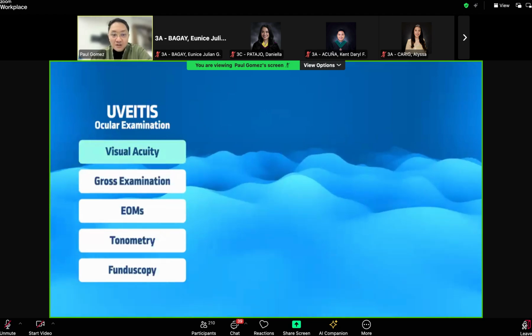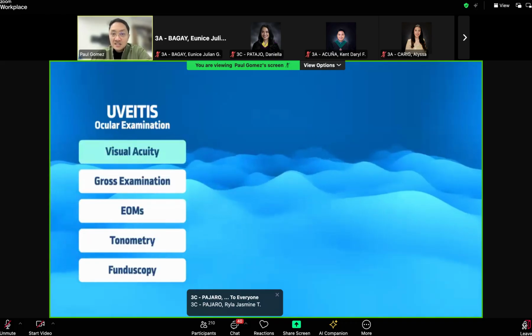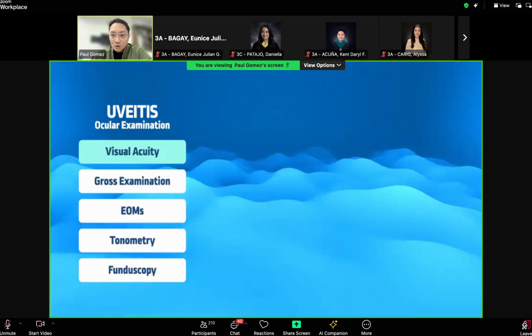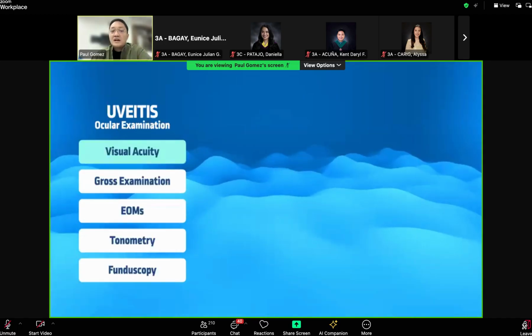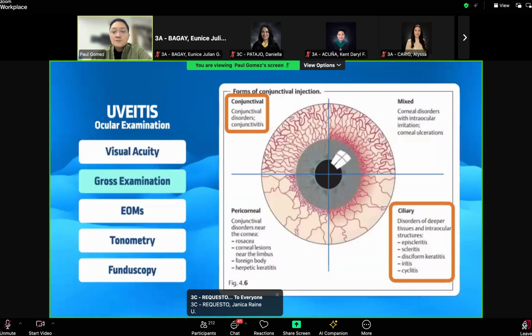A good visual acuity may signify that the patient may have a relatively more benign disease, but a worse visual acuity may suggest a worse uveitic disease. But this may not always be the case. So, kailangan pa rin alam nyo yung step-by-step process kung paano kunin yung visual acuity. Then afterwards, you do your gross examination. When you do gross examination for these patients, there's some kind of eye redness. The pattern of eye redness may point to what eye condition the patient may have.